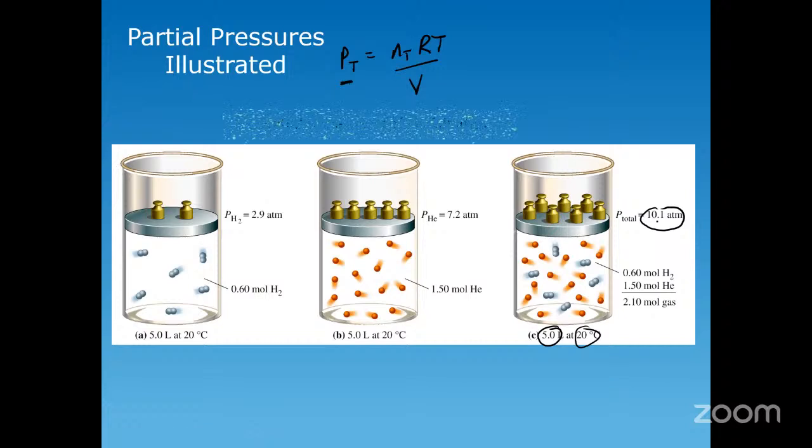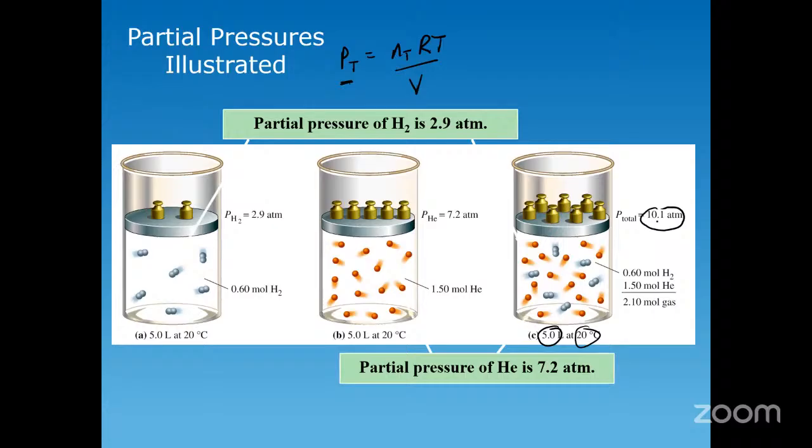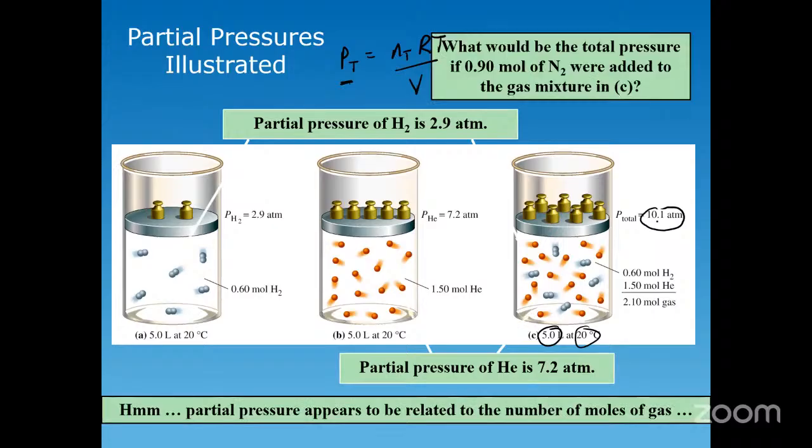Now, I think there's a little question being asked here. What would be the total pressure if 0.90 moles of nitrogen were added to the gas system? Well, in that case, all you have to do is add 0.90 moles.